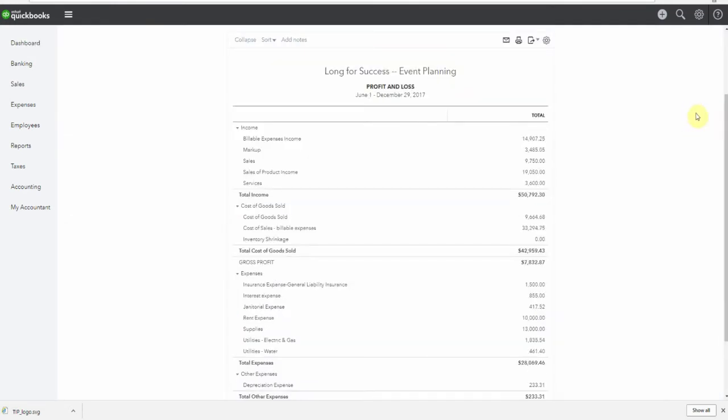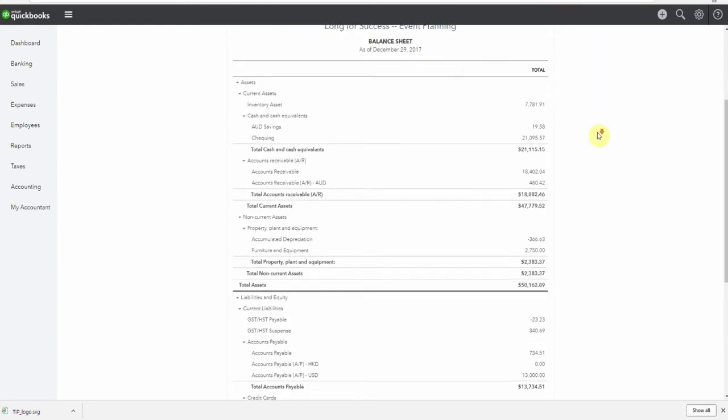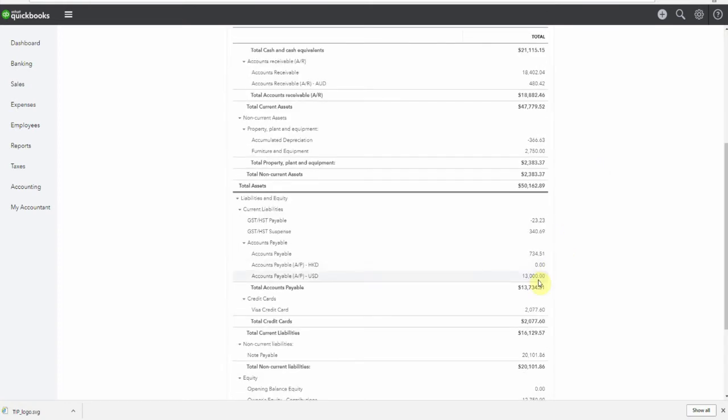So let's have a look in the profit and loss. We now have an expense for supplies of $13,000. Let's have a look in the balance sheet also. Scroll down here, we have accounts payable. It says USD for $13,000. It can be a little bit confusing because of the notation of the account, but the amount is displayed in Canadian dollars. The accounts payable accounts are separated by currency. This is automatically set up by QuickBooks.